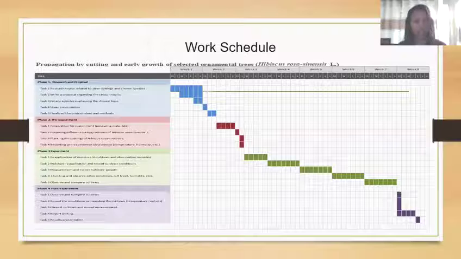And lastly, for phase 4, which is the post-experiment, that includes the observation and recording of data, report writing, and presentation, will be covered in week 8.